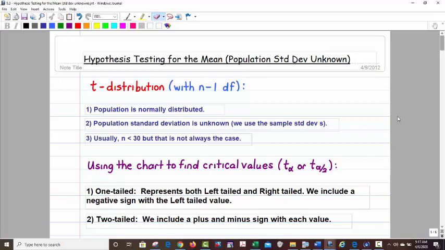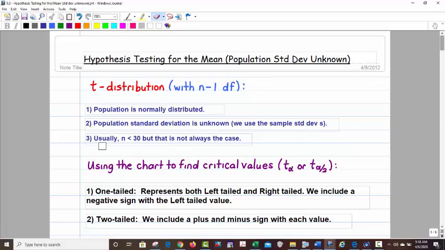Hello, this video is on hypothesis testing for the mean, population standard deviation unknown. If you have already studied confidence intervals prior to these videos on hypothesis testing, we're bringing back the t-distribution that we used for the confidence intervals under the scenario of these conditions. Now your population has to be normally distributed, and the population standard deviation is unknown. We use the sample standard deviation, s, as our standard deviation.